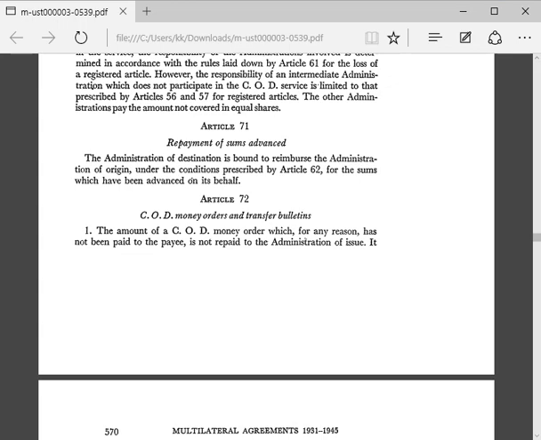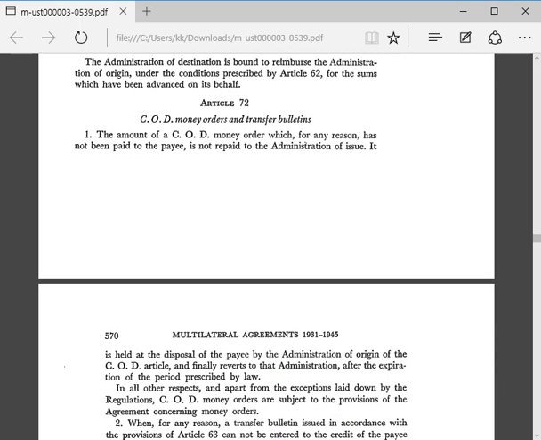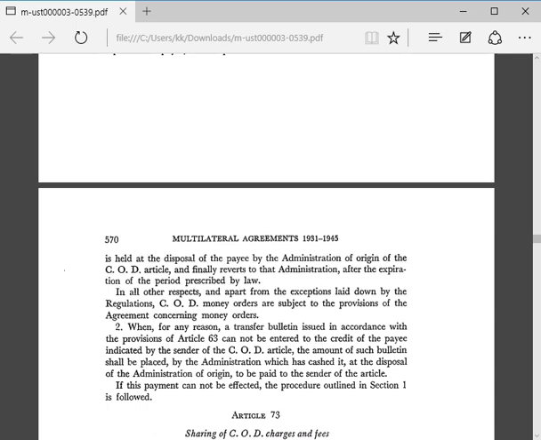Article 71. Repayment of sums advanced. The administration of destination is bound to reimburse the administration of origin under the conditions prescribed by Article 62 for the sums which have been advanced on its behalf. Article 72. COD money orders and transfer bulletins. The amount of a COD money order which for any reason has not been paid to the payee is not repaid to the administration of issue. It is held at the disposal of the payee by the administration of origin of the COD article, and finally reverts to that administration after the expiration of the period prescribed by law. In other aspects, and apart from the exceptions laid out by the regulations, COD money orders are subject to the provisions of the agreement concerning money orders.